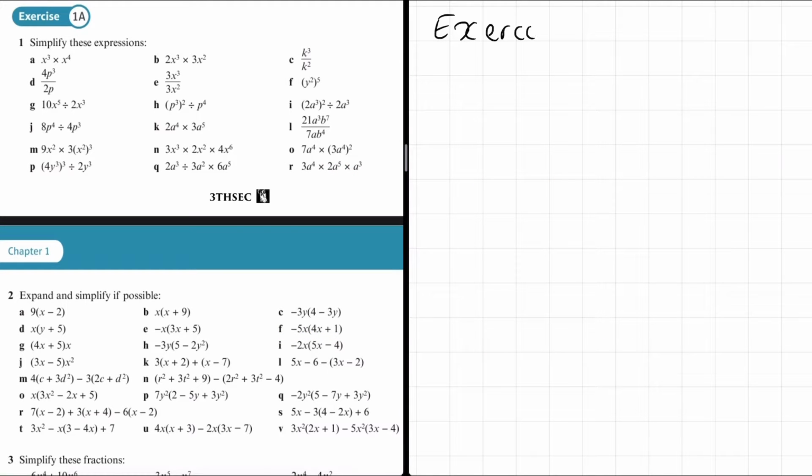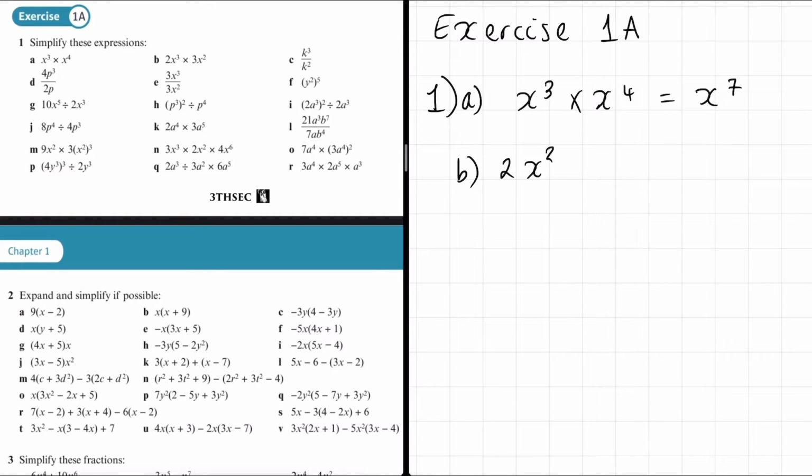Exercise 1A. Question 1, Part A. x cubed times x to the power of 4. Here we would add the powers, so we get x to the power of 7. B. 2x cubed times 3x squared. So here we multiply 2 and 3, we get 6, and then we can add the powers.